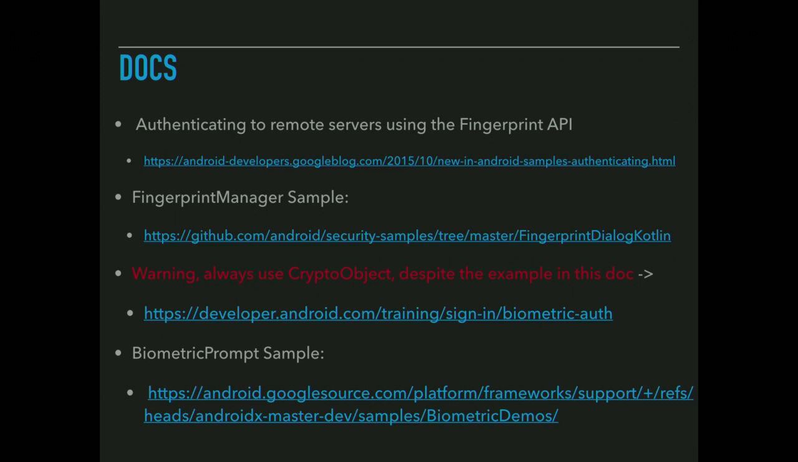Documentation for this stuff is a little spread out and hard to find. These are the best ones that I recommend. One is a blog post from 2015. It's still one of the best references. There is a fingerprint manager sample code, which is useful. Again, that uses the old APIs, not the new ones. And then for biometric prompt, the new Android X stuff, there's a demo application in the Android X source tree on AOSP, and the link is there.